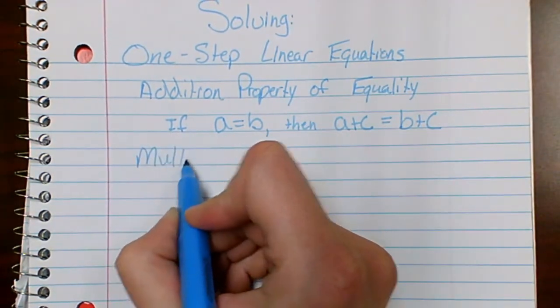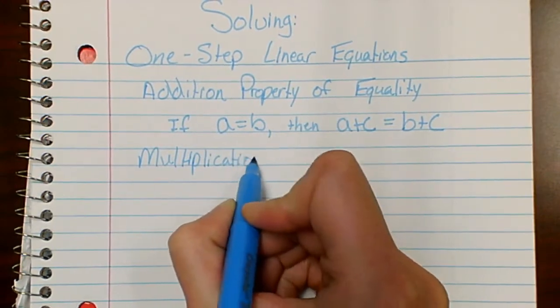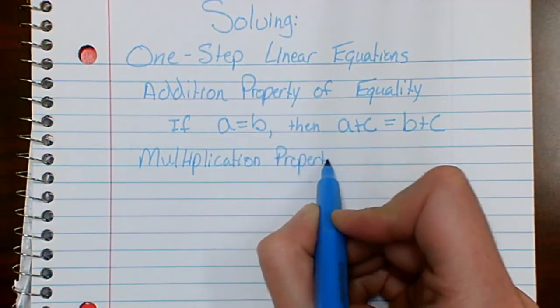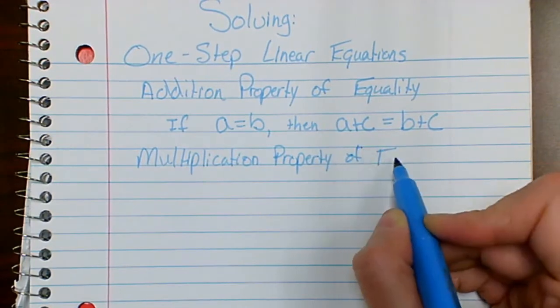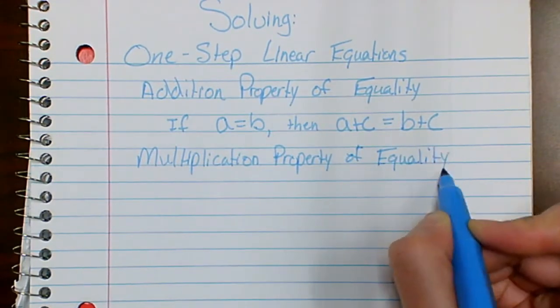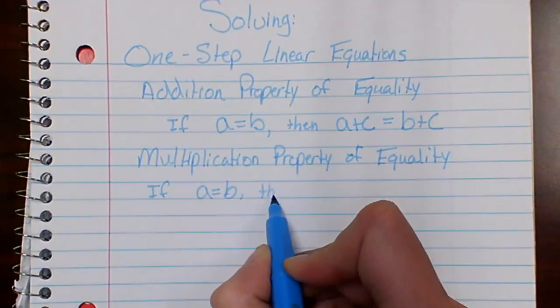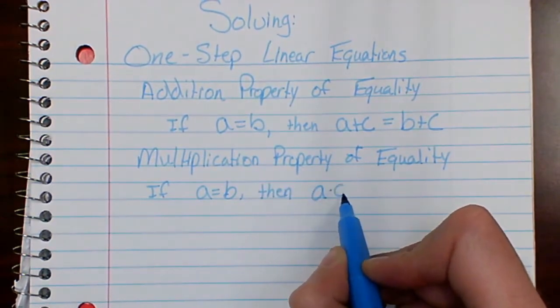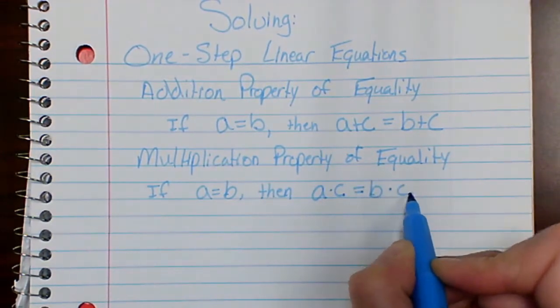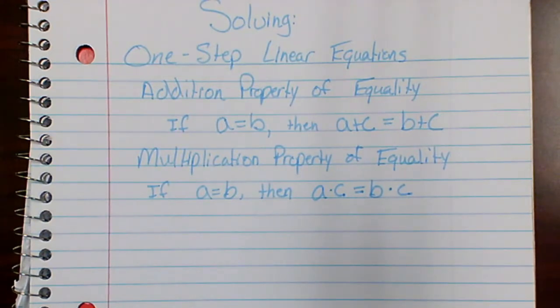And then the multiplication property of equality states that if you have A equals B, then you can have A times C equals B times C, which means that if you multiply something to the left side, you have to multiply it to the right side. And you can also use this as division. So if you divide something on one side, you have to divide it on the other.